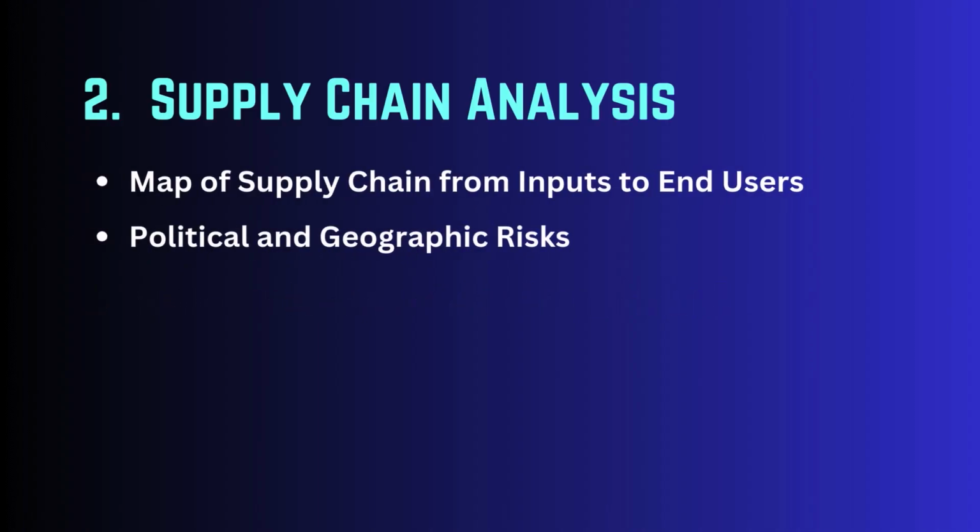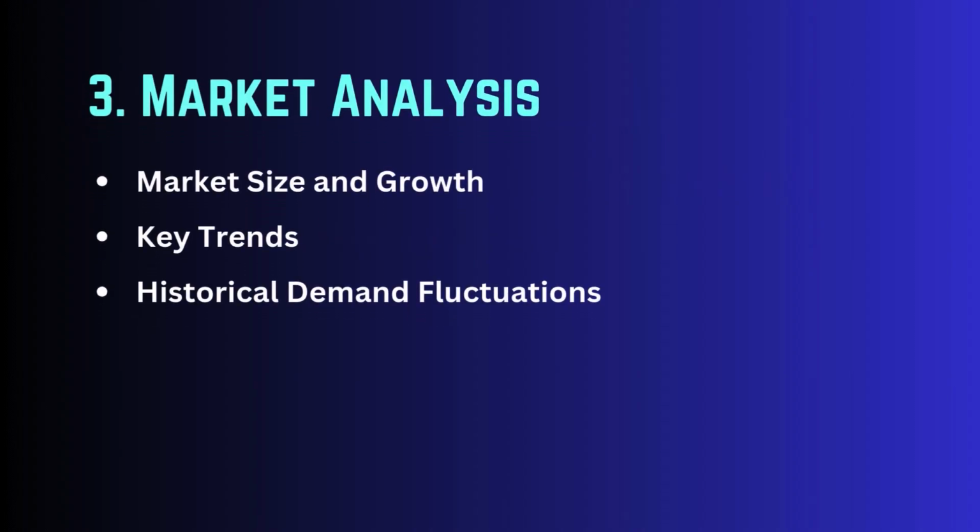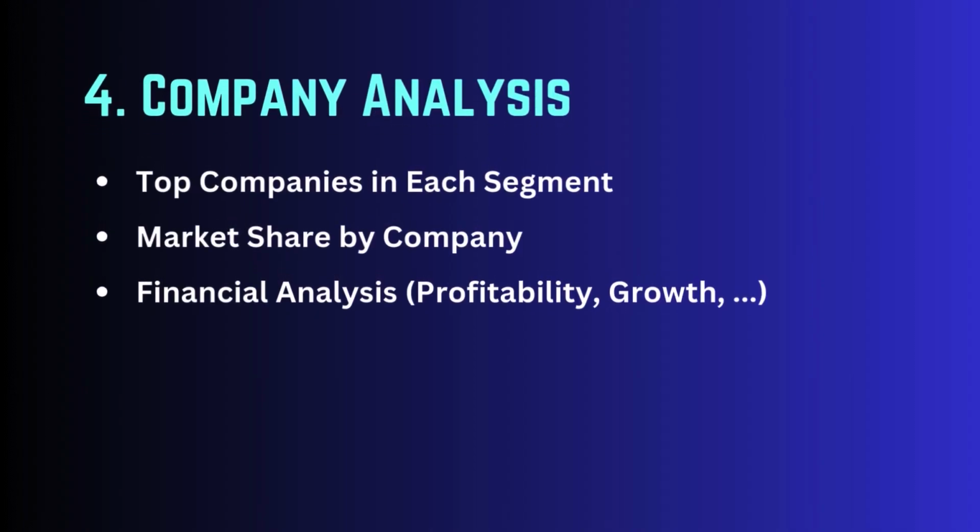In the supply chain analysis, we'll map the supply chain from inputs to end users, as well as identify any political or geographic risks or bottlenecks to the supply chain. For market analysis, we'll look at market size and growth, key trends influencing market demand, and also analyze historical demand fluctuations so we can define the nature of the industry. And then in the company analysis, we'll take a look at the top companies in each of the market segments, and then perform a financial analysis so we can get a sense of key metrics like profitability and growth.